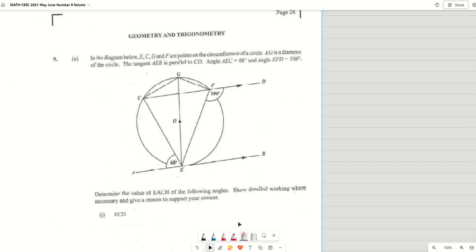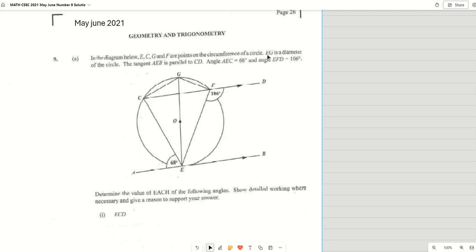Today we'll be doing May/June 2021, number 9, paper 2. Let's read 9A. In the diagram below, E, C, G, and F are points on the circumference of a circle. Let's locate them: E, C, G, and F.